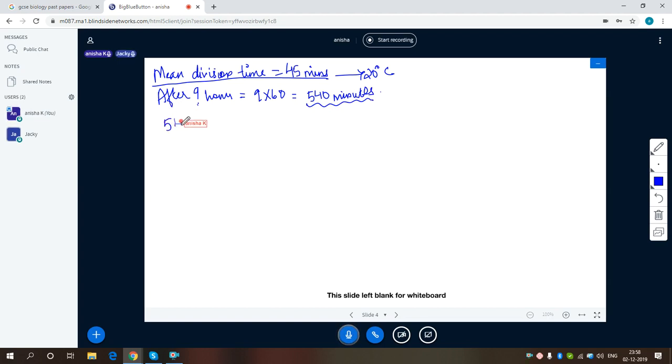So, 540 divided by 45, which gives us the value 5 nines are 45, 9 twelves are 540, right? So 12 divisions. What are we getting? We are getting 12 divisions in 540 minutes, that is in 9 hours. I am getting 12.